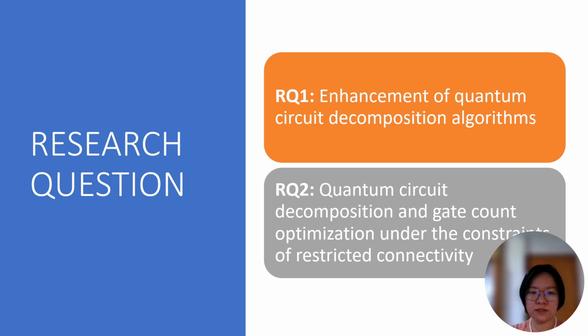Second, quantum circuit decomposition and gate count optimization under the constraints of restricted connectivity. This research will investigate techniques for decomposing quantum circuits while considering the restricted connectivity between qubits. The objective is to optimize the mapping of quantum gates onto physical qubits, resulting in a reduction of the number of quantum gates required for the circuit implementation.